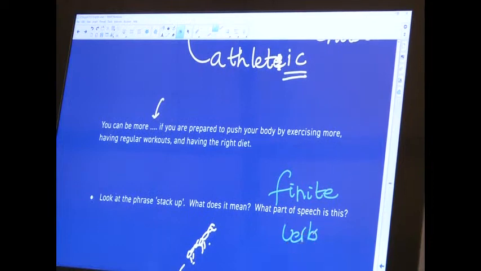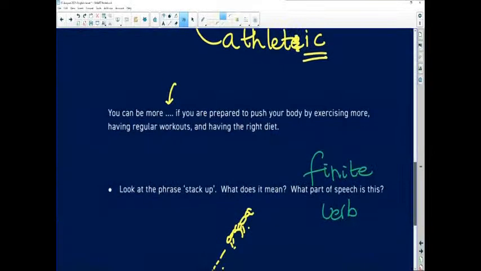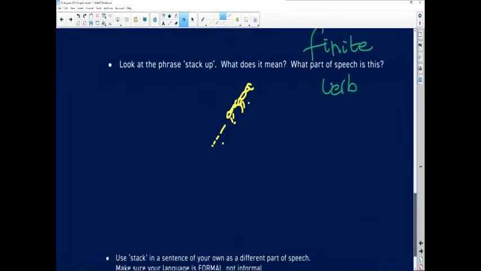What do we mean by a finite verb? It's the complete verb. It's the whole verb. It gives me the tense. It has a subject. Do you remember our little rap? What is a finite verb? What is a finite verb? I won't leave you in suspense. Subject, number, person, tense. So a finite verb has a subject, it has number, it has person, it has tense. So it's the finite verb. So we've got what it means and we've got what part of speech it is.